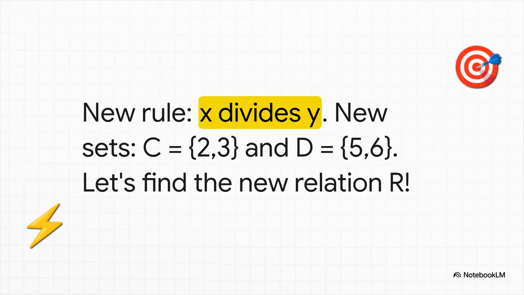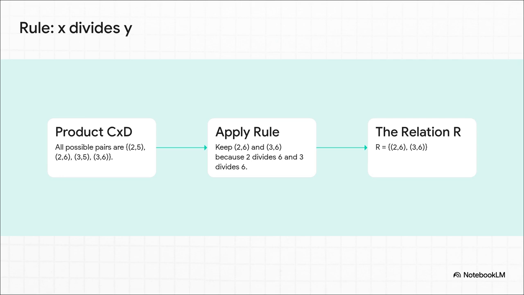All right, let's do a quick-fire round to make sure this is locked in. We've got new sets, C and D, and a brand new rule. x divides y. That's just a fancy way of saying y is a multiple of x without any remainder. Okay, first the Cartesian product. That gives us 4 possibilities. Now let's apply our new rule.